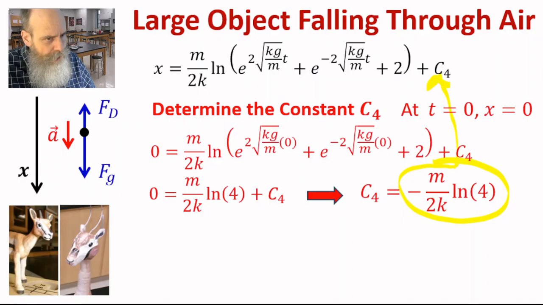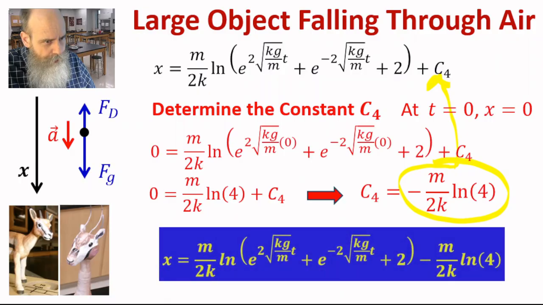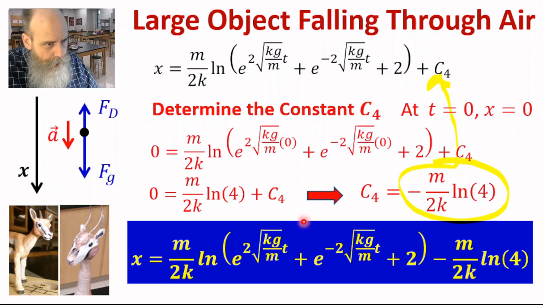Drum roll, please. x equals m over 2k ln e to the 2 square root kg over m t plus e to the negative 2 square root kg over m times t plus 2 minus m over 2k ln 4. This is a very complicated function. Let's see what it is near t equals 0 and what it is for large values of t to help us understand it more.